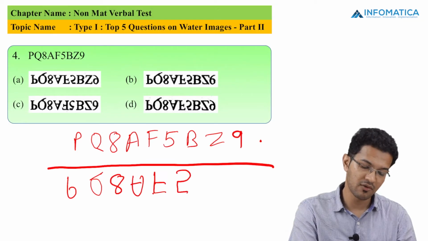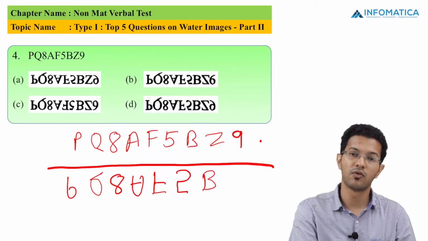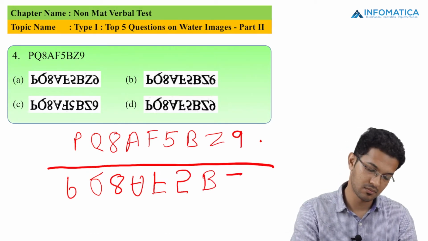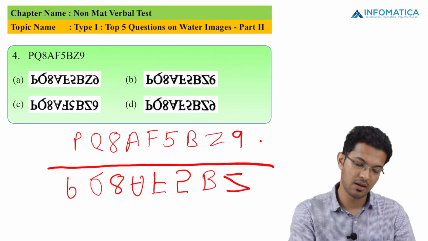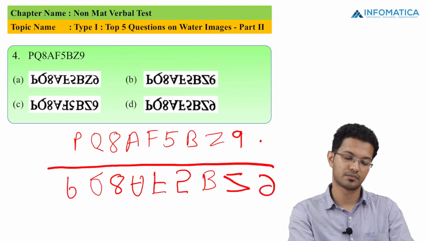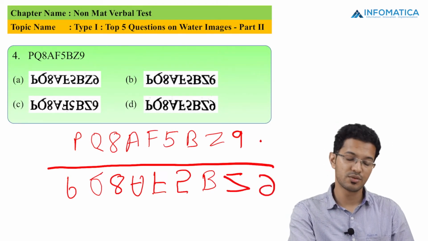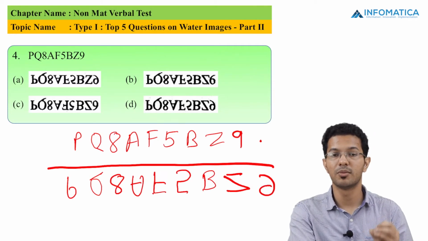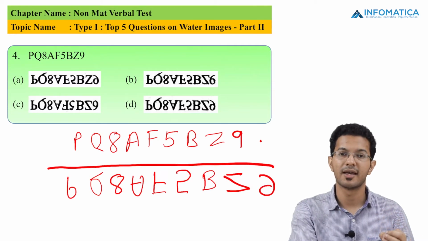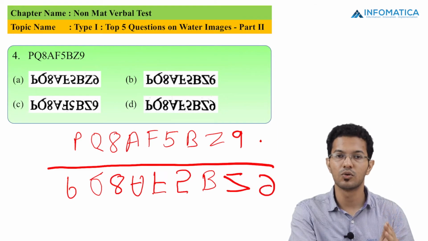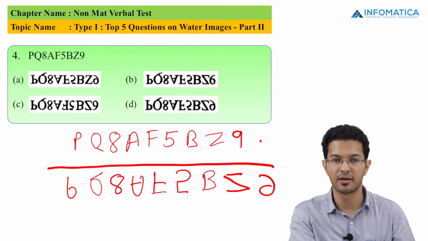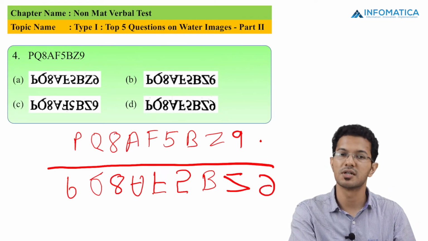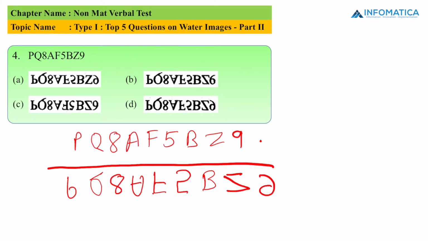Then we will go towards B. There will be no changes in B. It will look as usual. Then I go for capital letter Z. And the next one is number 9. So students, if I look carefully at option D, I can see that it will look similar to or same as whatever we have written. So the answer to this question is option D.